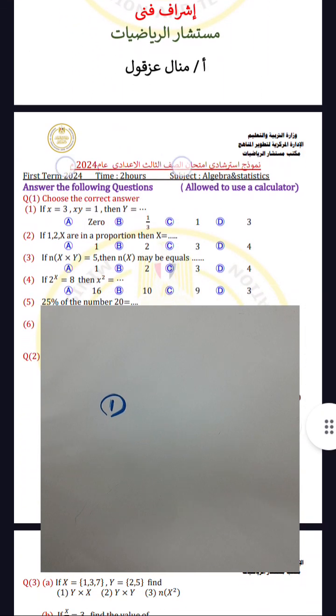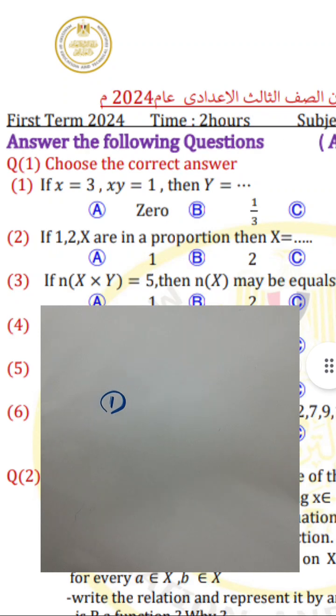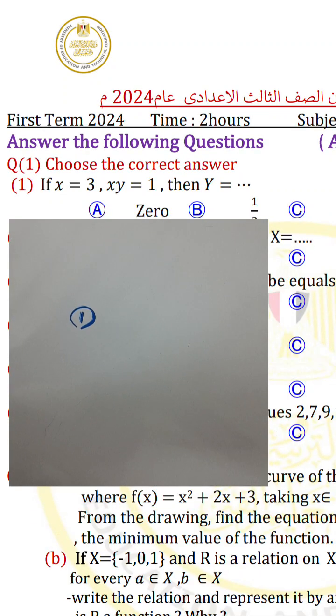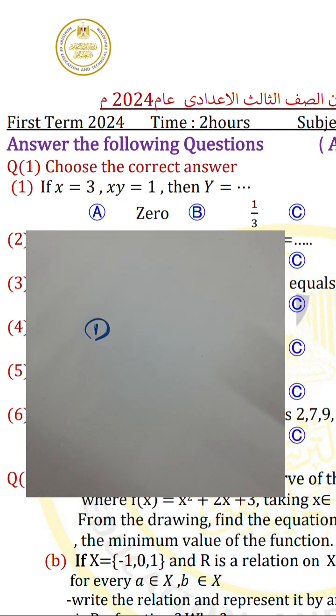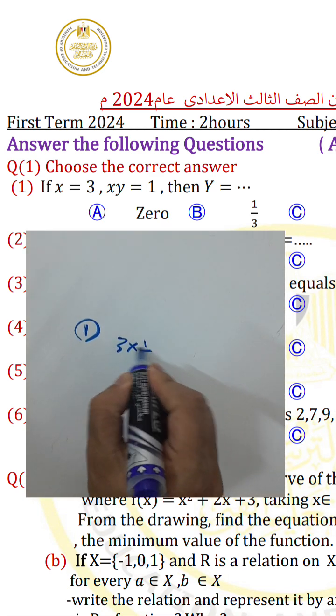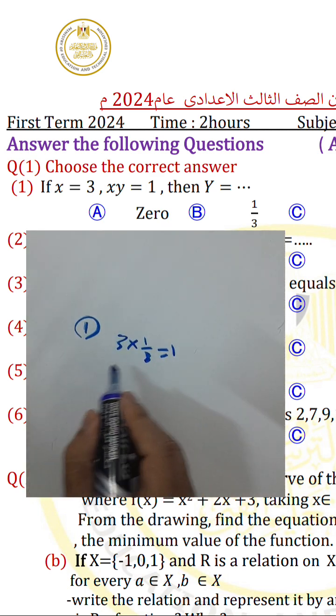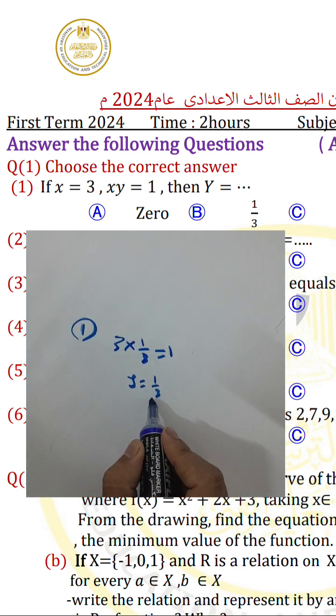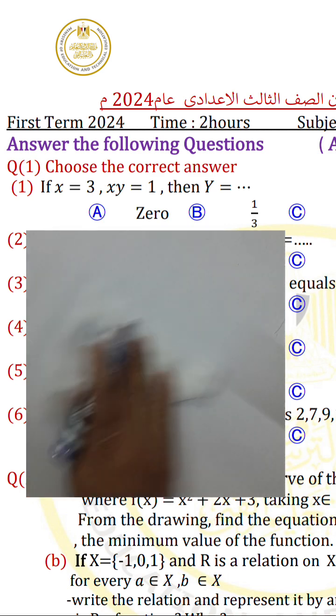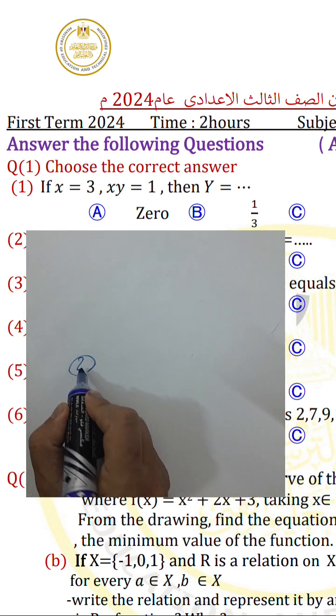The most important questions of mathematics in algebra. Question number 1. If x equals 3 and x times y equals 1, then y equals 1 over 3, because 3 times 1 over 3 will be 1. Then the value of y will be 1 over 3. Okay.